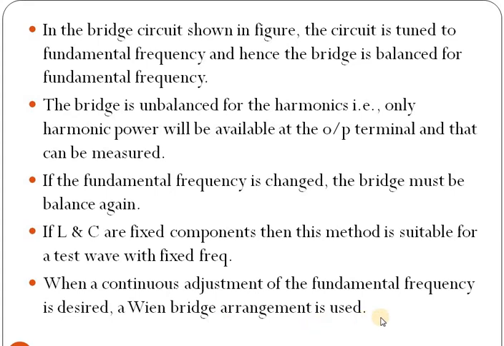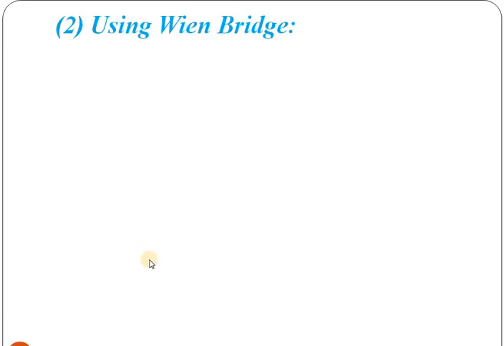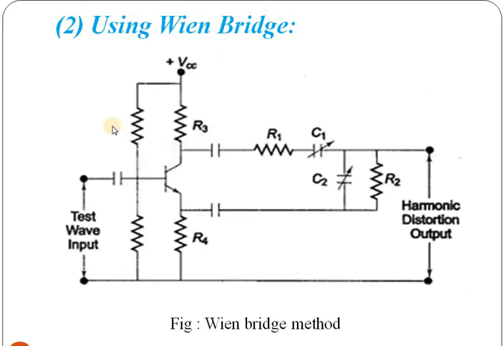Now we go for the second method, that is the Wien bridge method. We now discuss using the Wien bridge method to find the harmonic distortion. Now consider the corresponding circuit diagram.